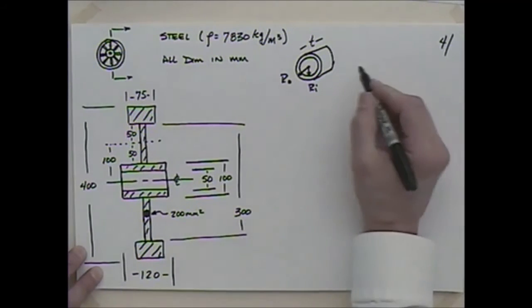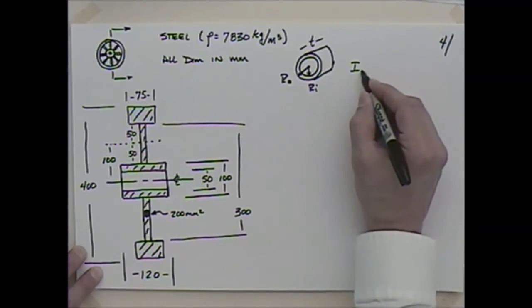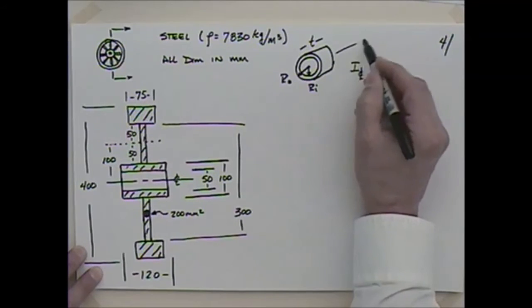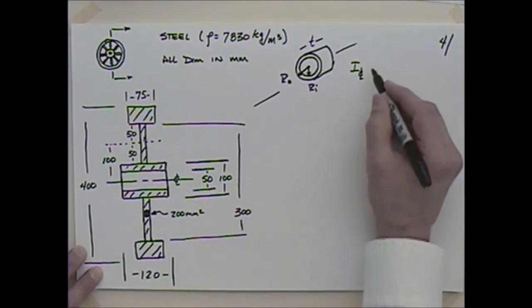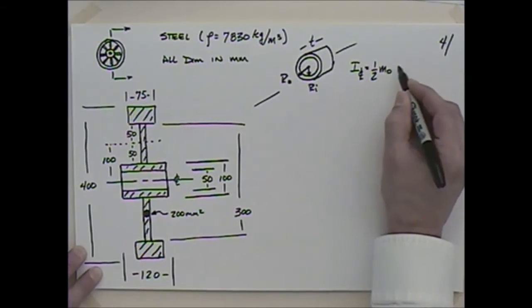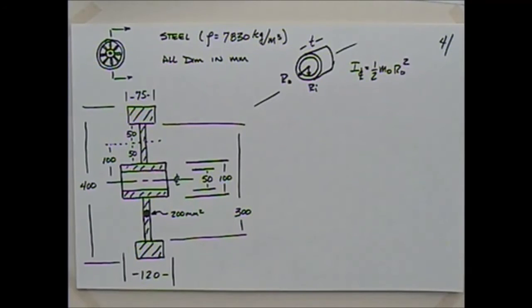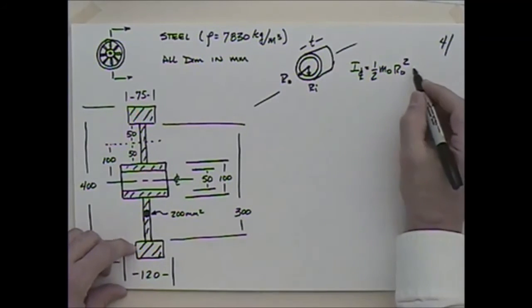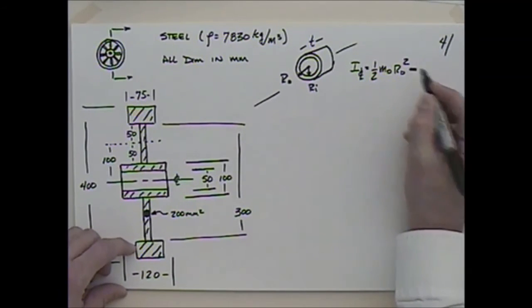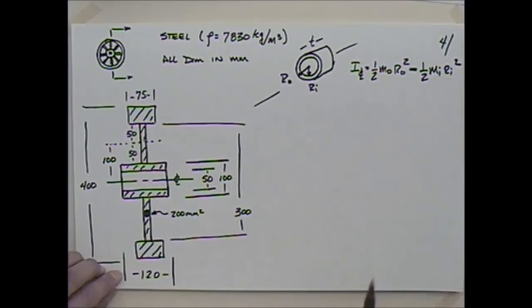And using our work, we could say that I about the center line, that's through this axis here, would be equal to 1/2 Mo times Ro squared. That's just for the whole thing, right? And then what we can do is subtract the center. So I'm going to subtract then 1/2 Mi times Ri squared. So I take the whole outside and I subtract the center.